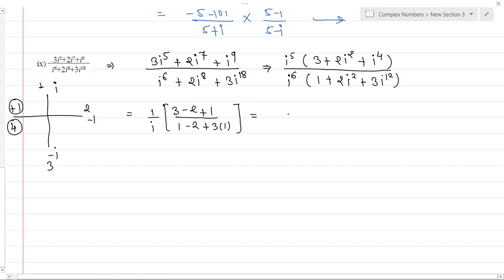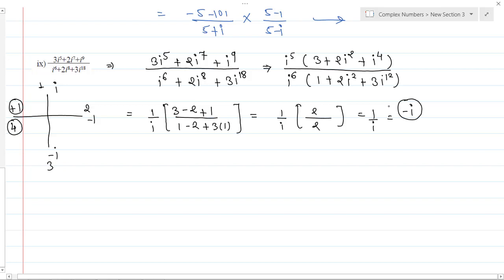Okay, so it's 1 by i into 3 minus 2 becomes 1, 1 plus 1 is 2, divided by 1 minus 2 is minus 1 plus 3 is again 2. This is equals to 1 by i. So 1 by i, if I take it up to the numerator, what will happen? It's minus of i.